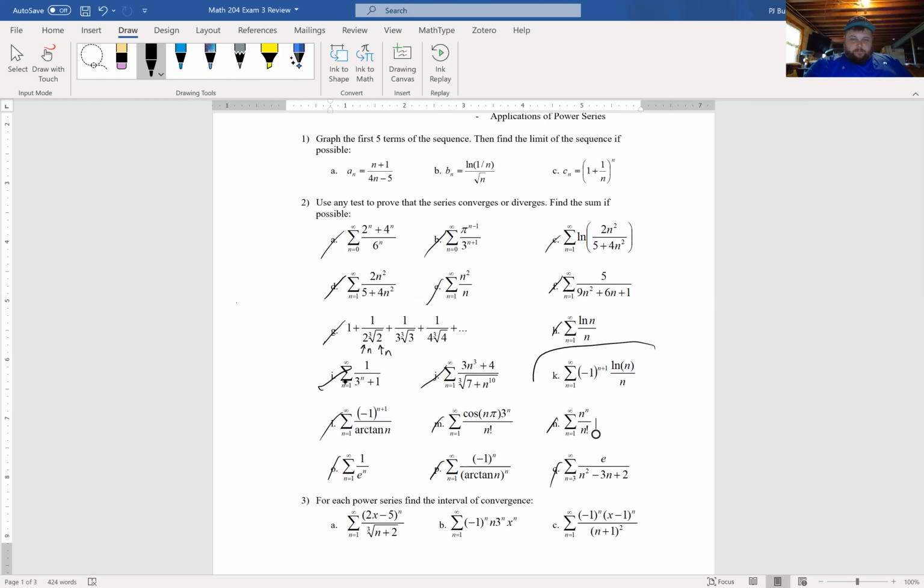All right, last one. What would you guys do for that one? It's alternating, right? This is the (-1)^(n+1). So the alternating test is a great choice. I know a lot of people will try and say we could use the ratio test, but in the ratio test, you'd end up with natural log of n+1 over the natural log of n. We don't really know how to reduce that very well. So I think alternating would be the best choice there.